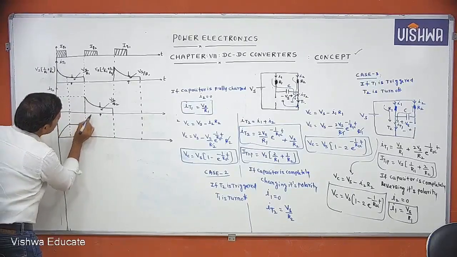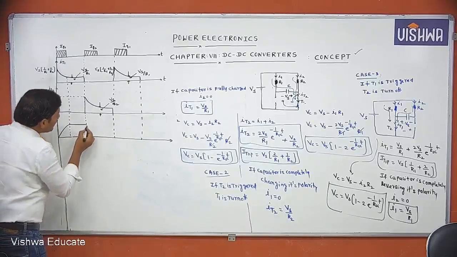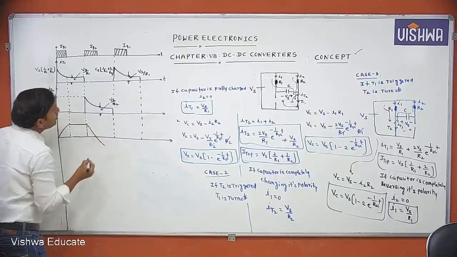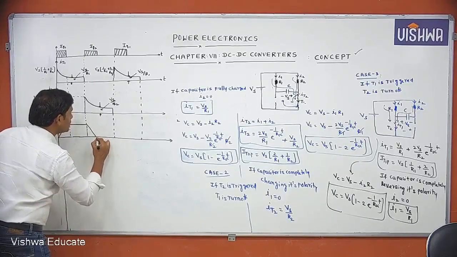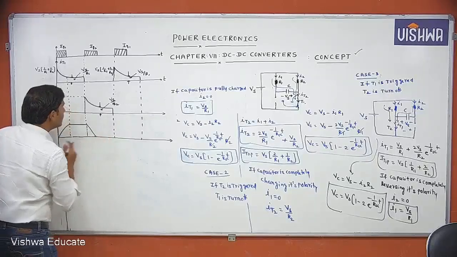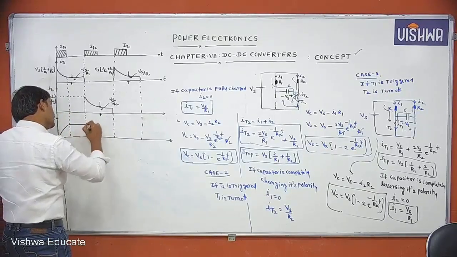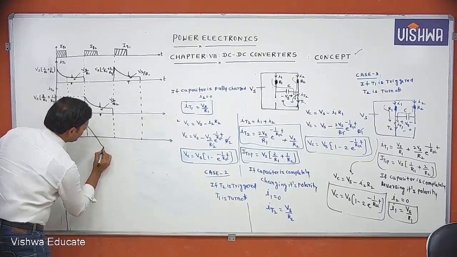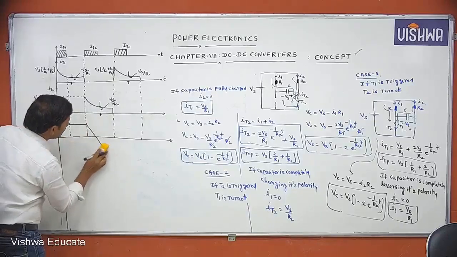If T2 is triggered, the capacitor changes its polarity, from plus Vs to minus Vs. Like this it is charging from plus Vs to minus Vs. Here T2 is triggered now.